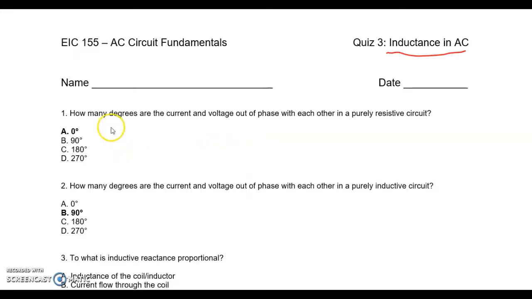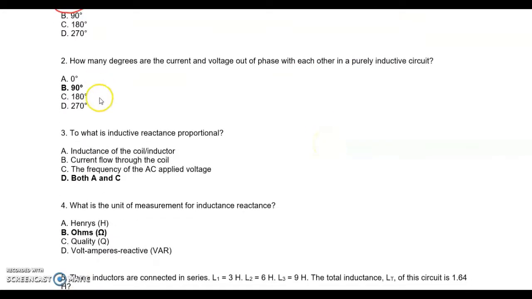Number 1, how many degrees are the current and voltage out of phase with each other in a purely resistive circuit? 0 degrees out of phase. They are actually in phase in a purely resistive circuit. Number 2, how many degrees are the current and voltage out of phase with each other in a purely inductive circuit? In a purely inductive circuit, current and voltage are 90 degrees out of phase.